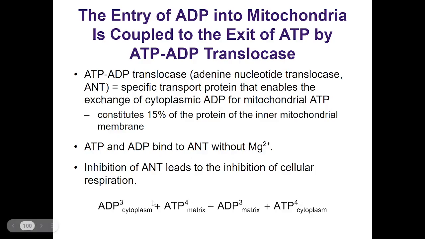And so again, this is the ADP3- in the cytoplasm reacting with the ATP4- in the matrix, gives you that ADP3- in the matrix and ATP4- in the cytoplasm.